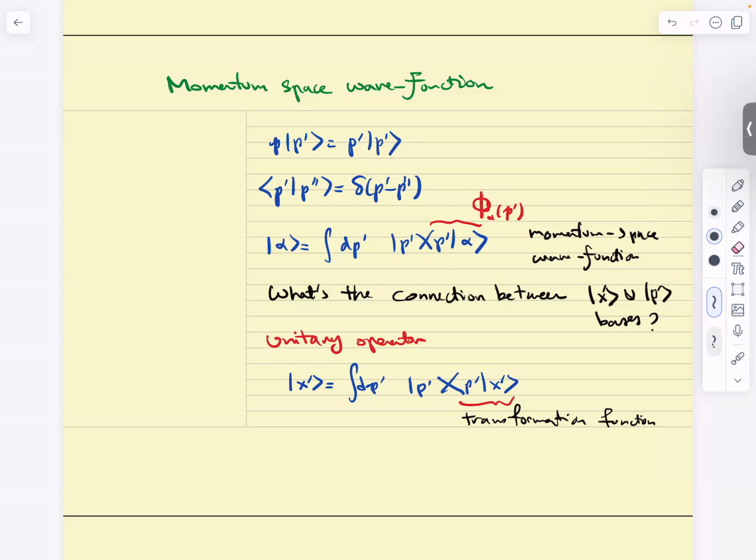If you recall, in the proof of that theorem I had two operators, A and B. This had eigenkets A, and this had eigenkets B. I took one eigenket here and expanded it in terms of the other one, right? So here is precisely what I'm doing. I take the eigenket X and insert the resolution of identity for P prime in there. Now, this is the transformation function.